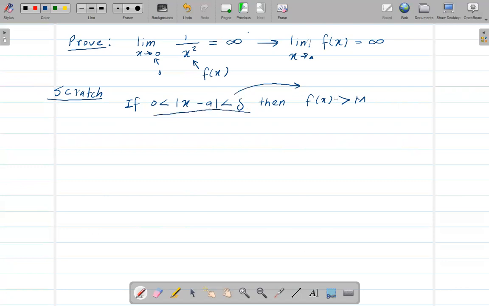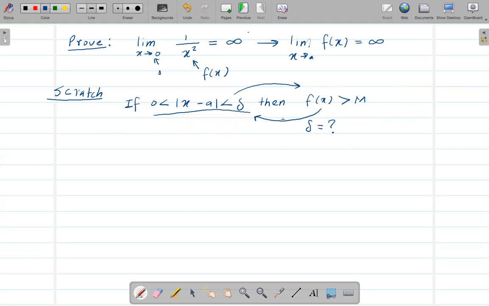But in the scratch work, we're going in the opposite direction, right? So we are going from this to this to get the delta. It's just that the definition here is slightly different. Here we have f of x greater than m. The previous one had the absolute value of f of x minus L is less than epsilon, right? So understand the difference. The only time we will use this is if you're proving the limit goes to infinity. In that case we are using this definition.